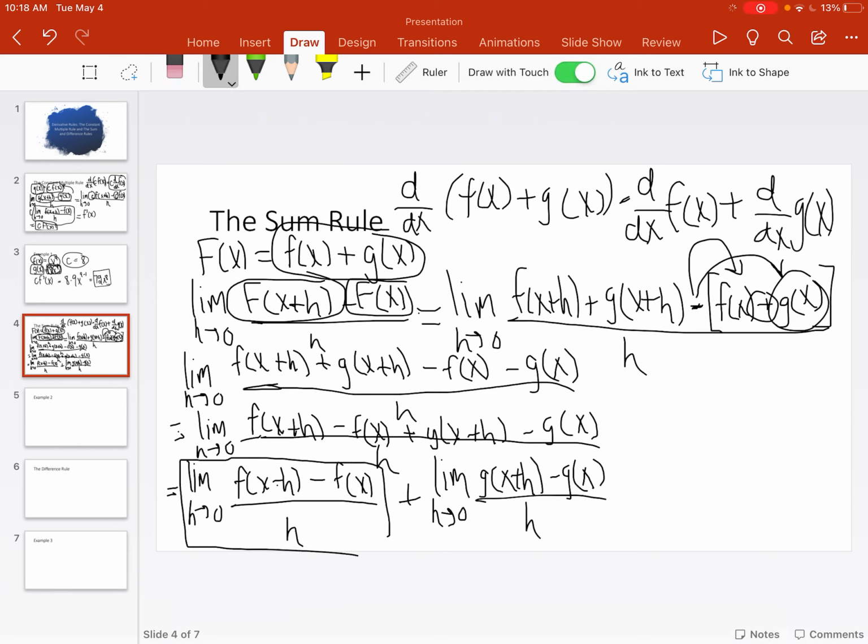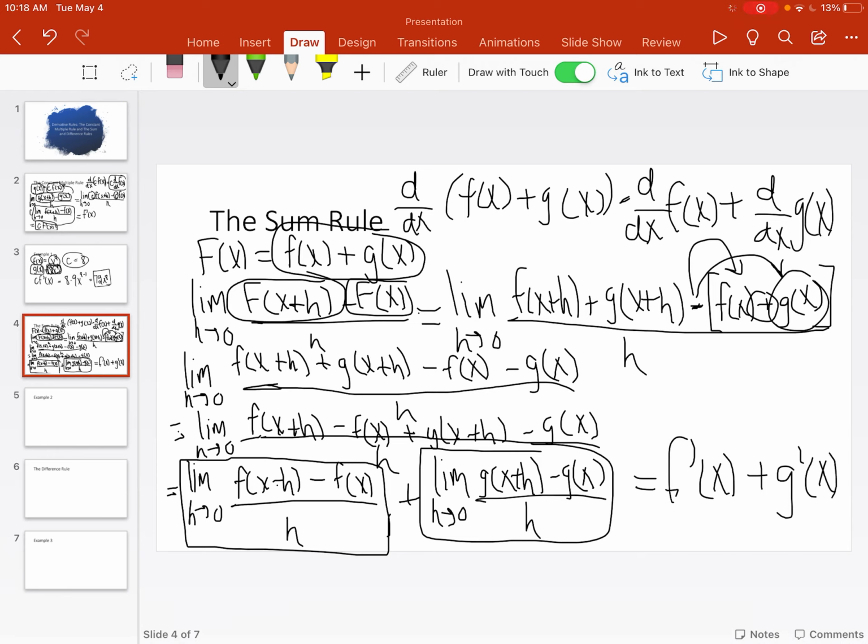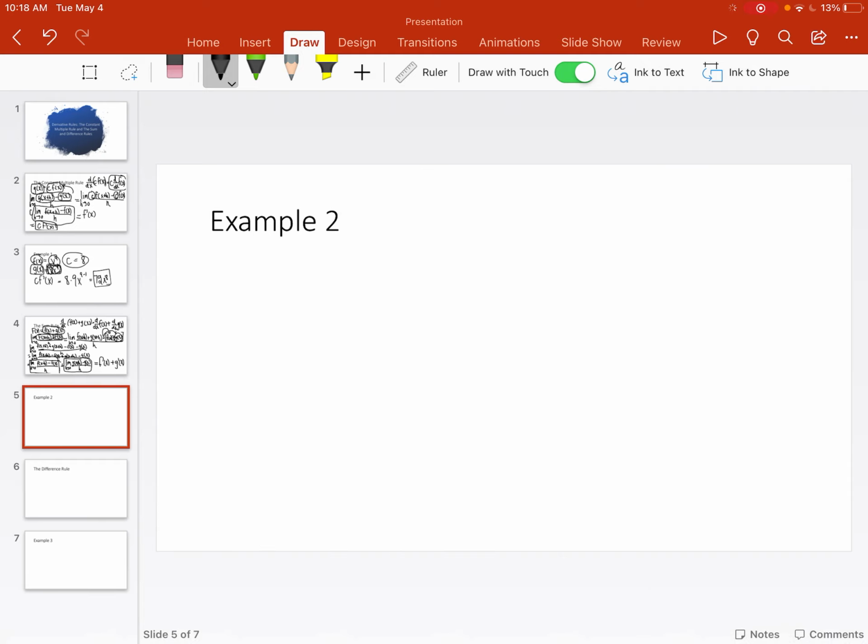You split this into two, and what does this tell us? Well, what does this represent? This is just f prime of x, and this is just g prime of x. So what does this become? This is just f prime of x plus g prime of x. So there we go. We got the sum rule out of that. That's pretty cool. Using the limit definition of the derivative, we found the sum rule. So let's do an example.